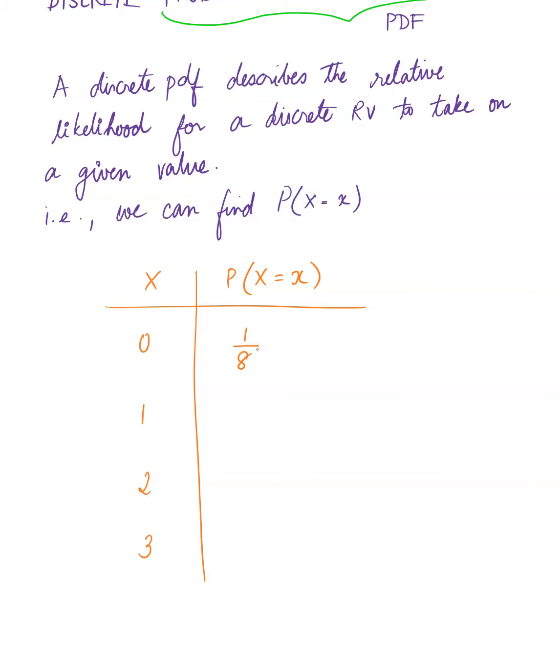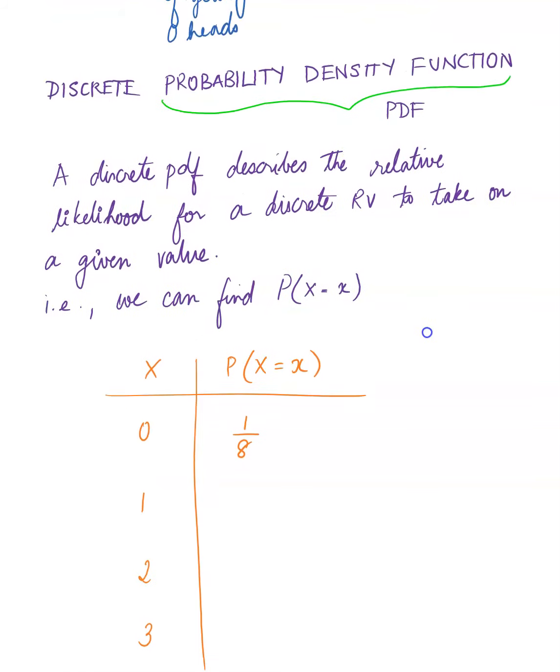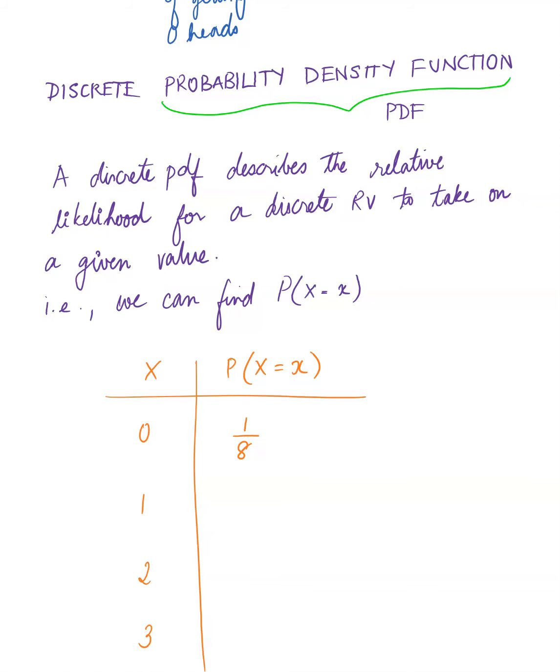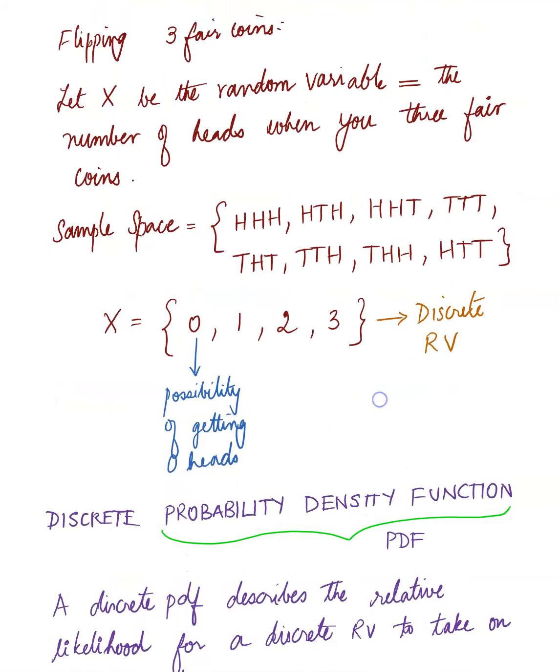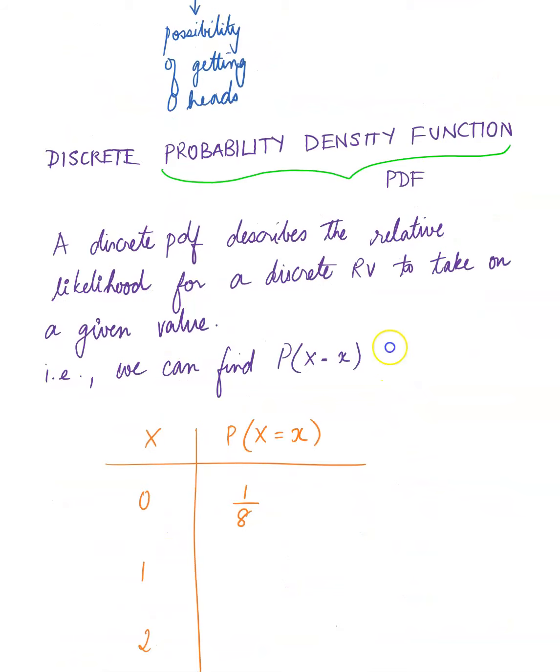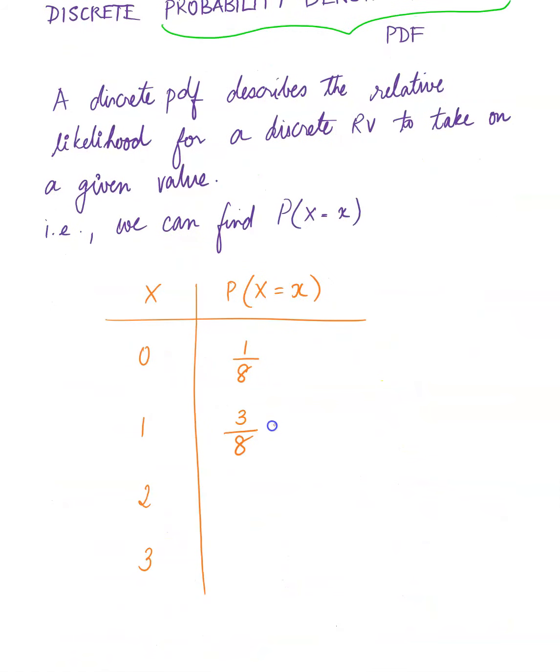So that is basically your relative frequency, right? So 1 over 8. Then I go for x equals 1. X equals 1 means we're looking for the outcomes that have 1 head only. So THT has 1 head, TTH has 1 head, and HTT has 1 head. I see 3 possibilities out of the 8 that have 1 head. So 3 out of 8 is the chance for tossing 3 fair coins and getting 1 head.